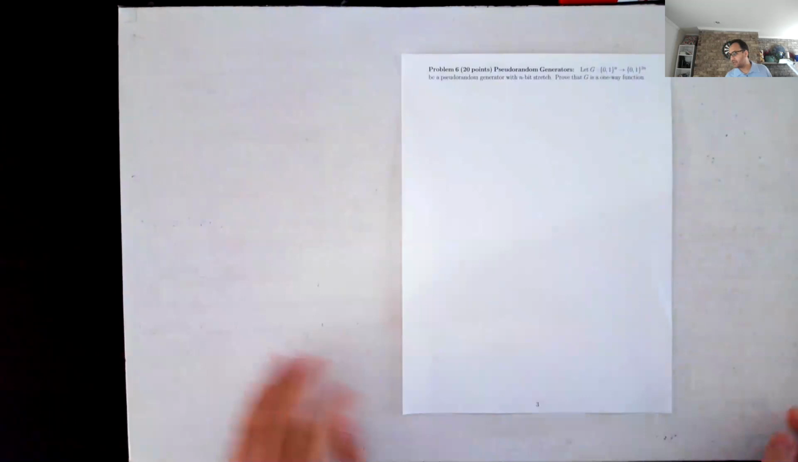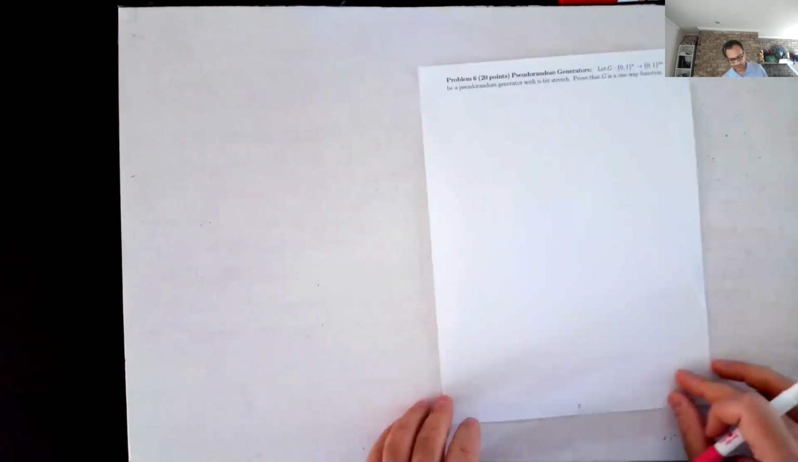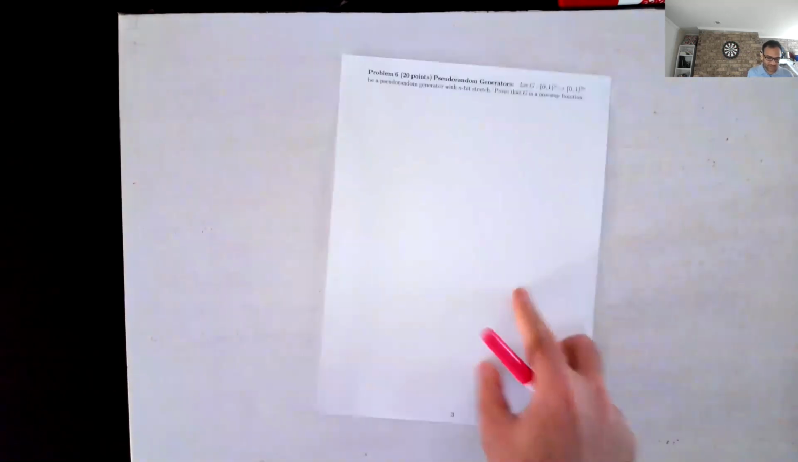Okay, pseudo-random generators. So you have to show that G is a one-way function. What is the intuition here? Why must G be a one-way function?